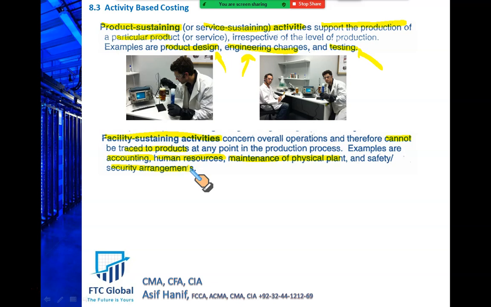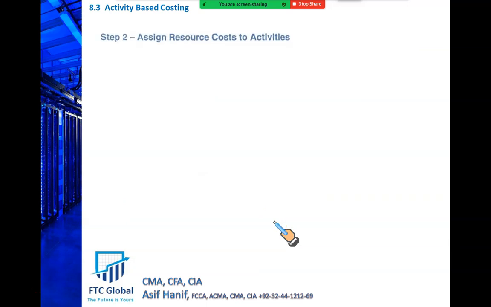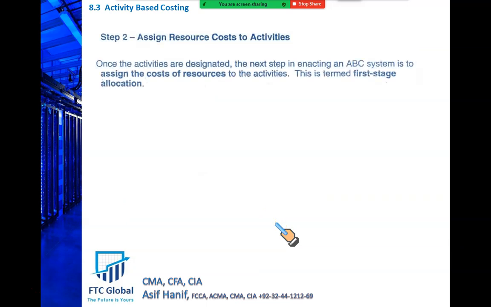Once it is identified, that's the first step, activity analysis. The next step is to see these are the different activities. Product design, and let us move on and explain further. Next, we assign resource cost to activities. Resource cost, this is also called the first stage allocation. We discussed in that blueprint. So once the activities are designated, unit level, then at the batch level, and then the product sustaining and the facility sustaining, the next step is to assign the resources to these activities.